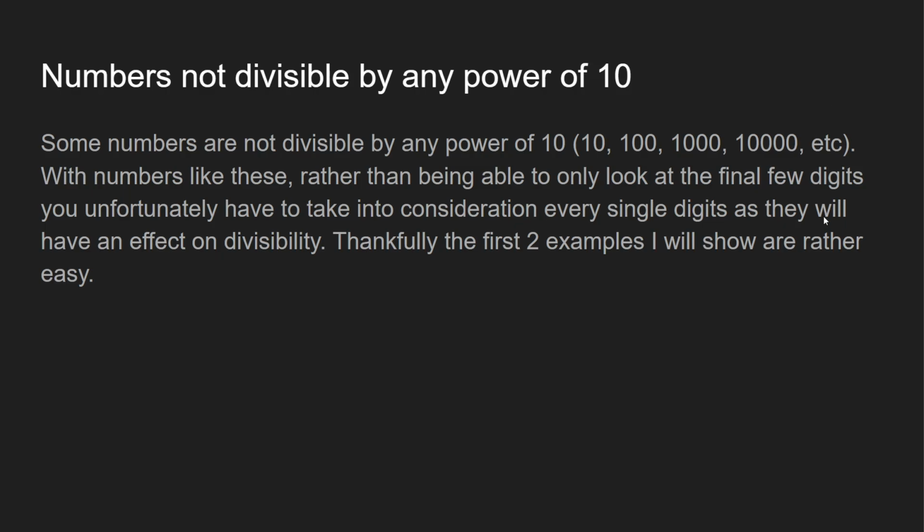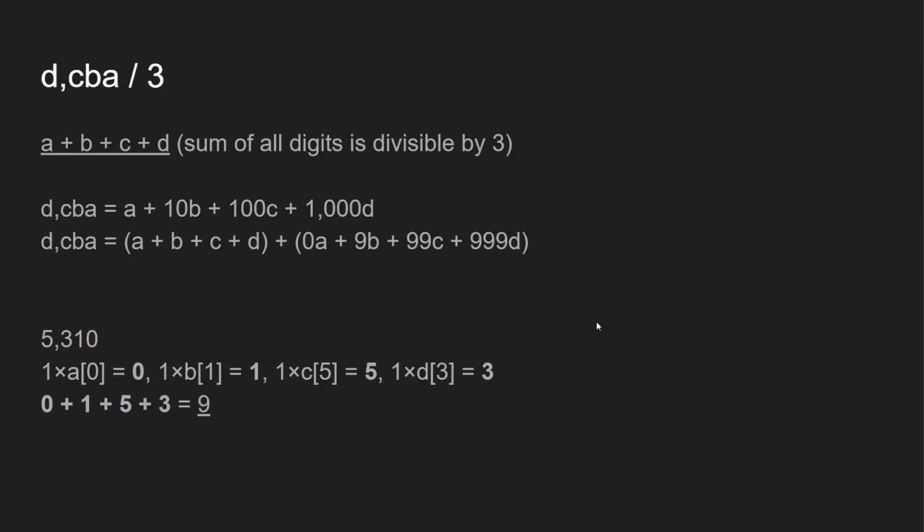So, yeah, thankfully the first two examples are rather easy, but it gets very complicated very quickly, and you'll see why very soon. So, first off, divisibility by 3. For divisibility by 3, again, this continues on forever, but if a number is 1,000 digits, you would have to add all the digits together, and check if the sum of all digits is divisible by 3.